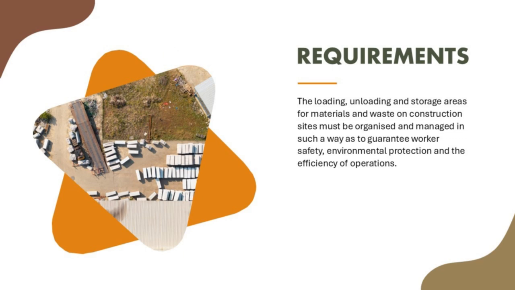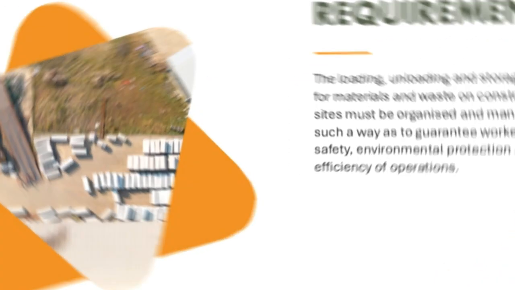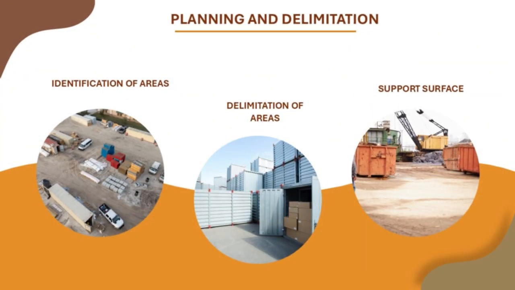Requirements for loading, unloading, and storage areas for materials and waste. The loading, unloading, and storage areas for materials and waste on construction sites must be organized and managed in such a way as to guarantee the safety of workers, the protection of the environment, and the efficiency of operations. The following are the requirements to be followed: planning and delimitation, identification of areas.